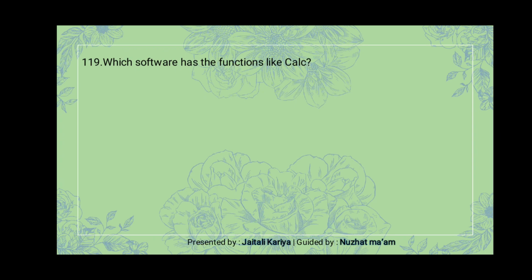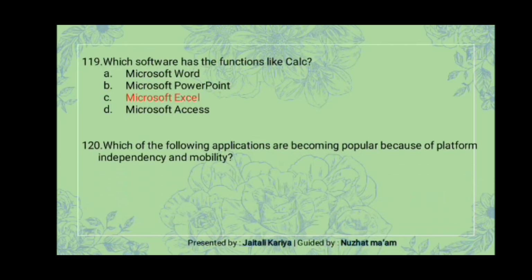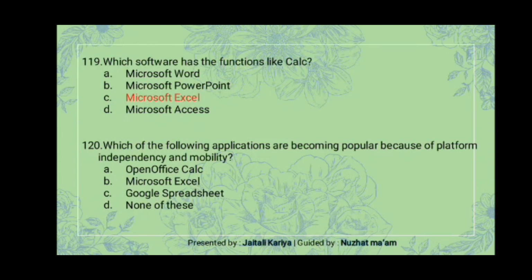119. Which software has the functions like Calc? A Microsoft Word, B Microsoft PowerPoint, C Microsoft Excel, and D Microsoft Access. The correct answer is C, that is Microsoft Excel. 120. Which of the following applications are becoming popular because of platform independency and mobility? A. OpenOffice Calc, B. Microsoft Excel, C. Google Spreadsheet, and D, none of this. The correct answer is C, that is Google Spreadsheet.